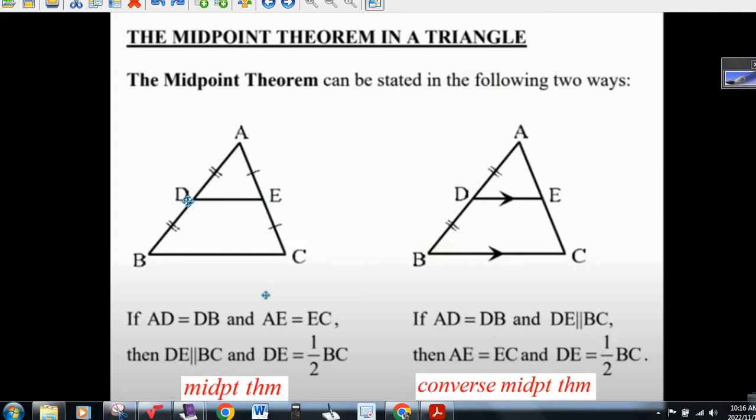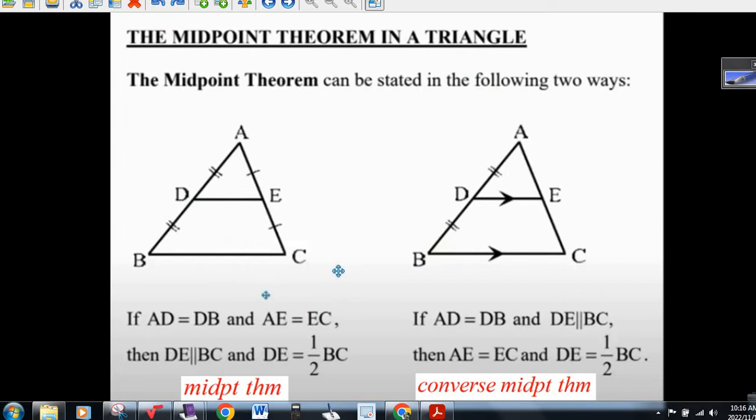You've joined the midpoints. Well, if you do join the midpoints, it turns out two things happen. That line DE is parallel to BC, and that line DE is 1/2 as big as BC. If that's 10, that's 20. And if that's 30, that's 60. That's the midpoint theorem, when you've got two midpoints joined and you want to say they're parallel.